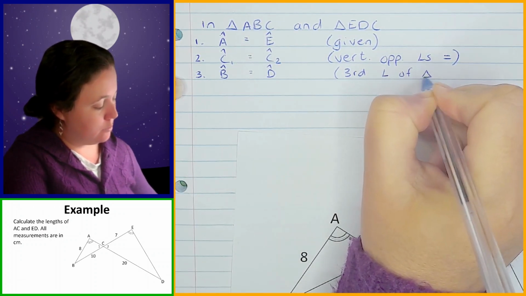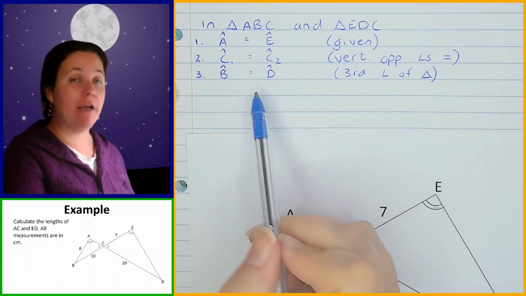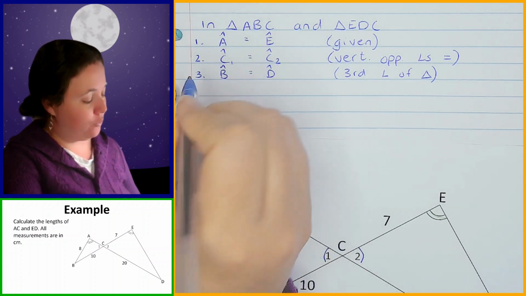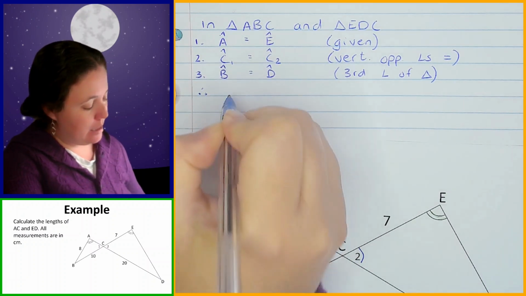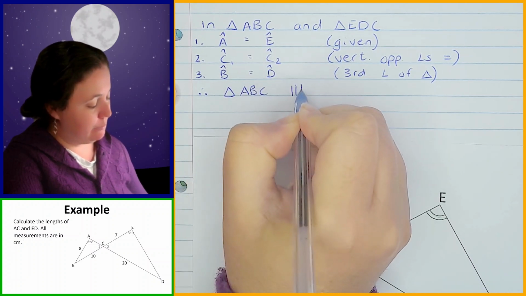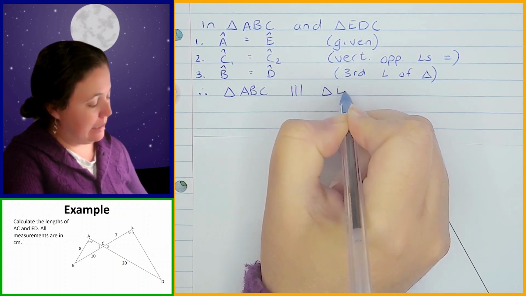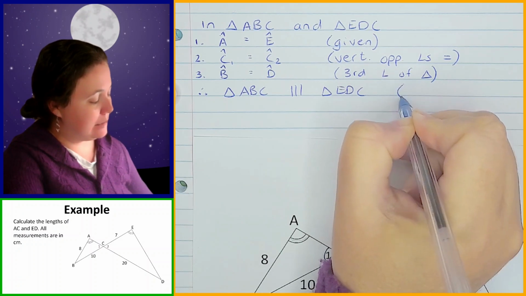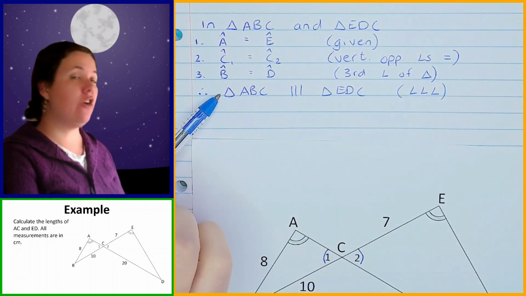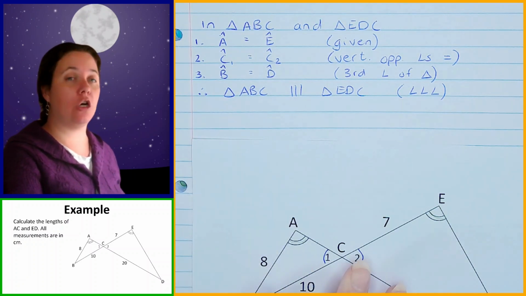Okay, so now I've got my three statements. Now I can go and say, therefore, triangle ABC is similar to triangle EDC, and my reason is angle, angle, angle. Okay, so now I've proved that these two triangles are similar.